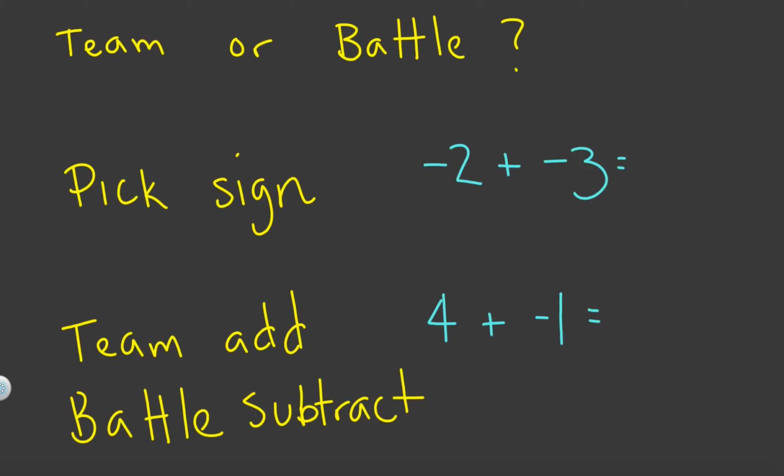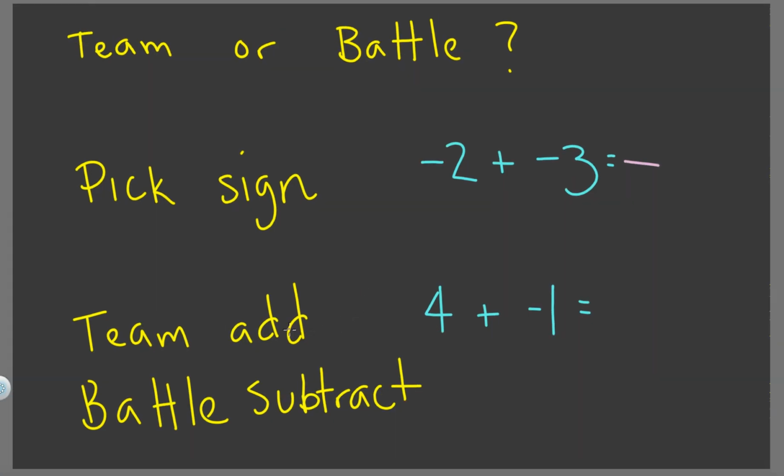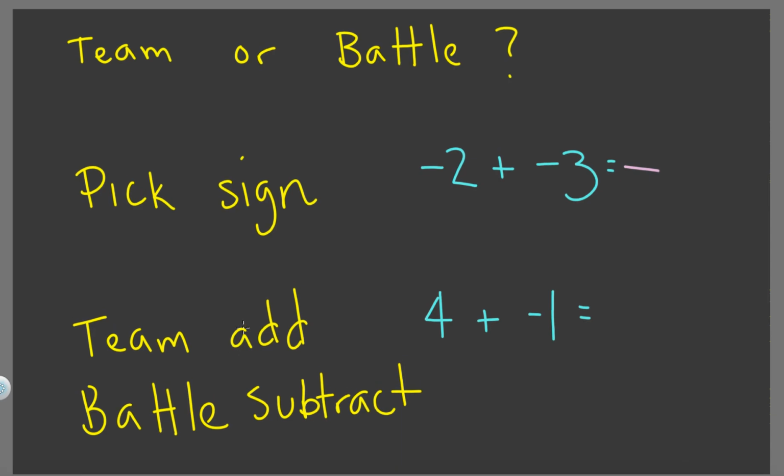So let's see if we can put this process together. The questions that you're asking, is this a team or is this a battle? In our case here, they're both negatives. That makes it a team. And which team are they on? They're on the negative team. Now, because it's a team, what we're going to do is we're going to add. We add these numbers together, 2 and 3. That gives me a 5, and my answer is -5.